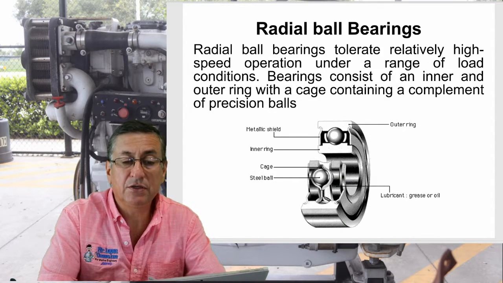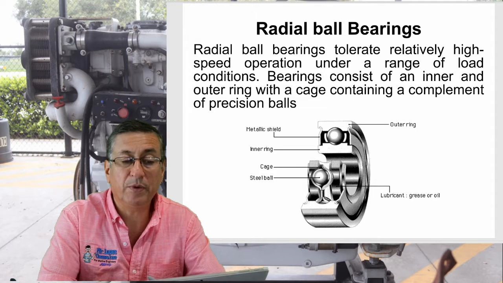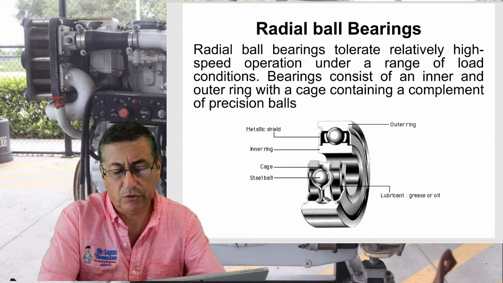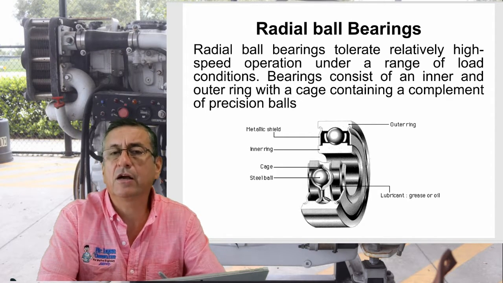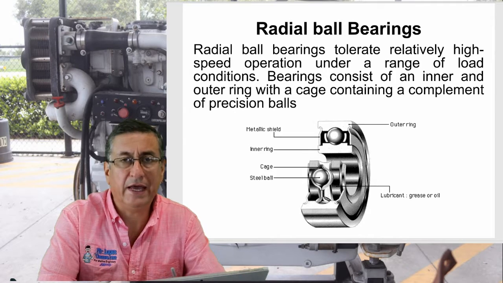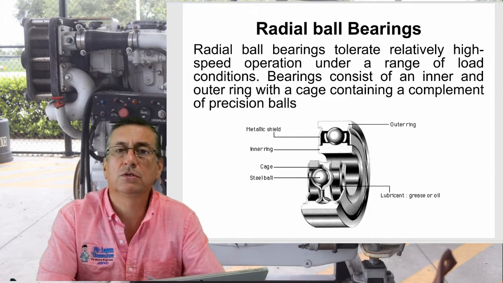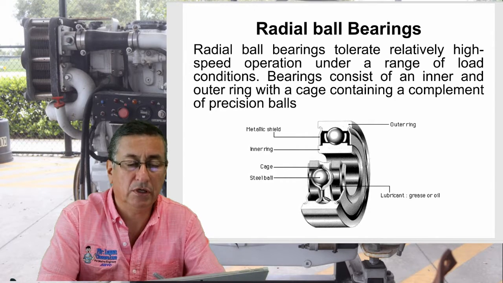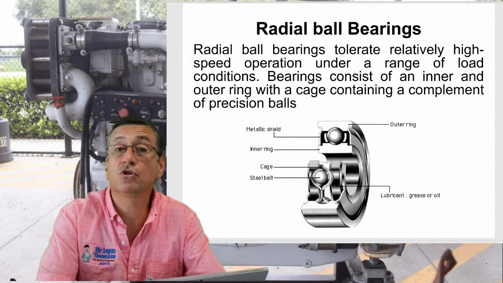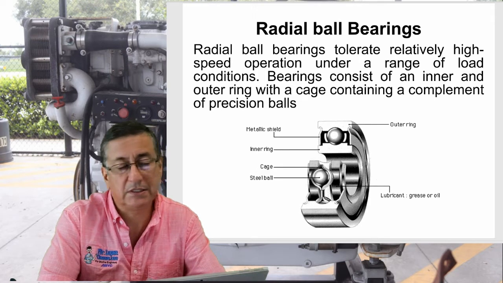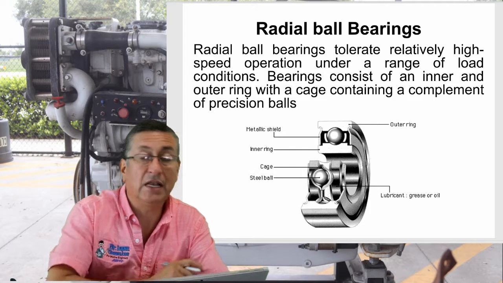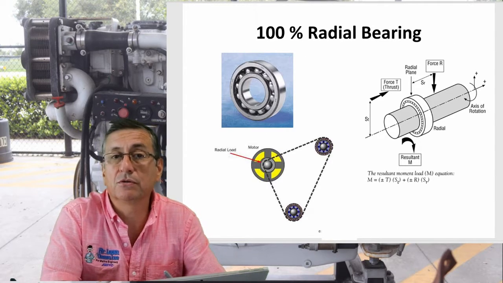Yeah, the radial bearings tolerate relatively high speed operation under a range of load conditions. Those bearings are recommended for excessive radial load, heavy loads, but the inconvenience of those bearings is that they produce too much noise. Yeah, that's the inconvenience of those bearings. The life of the bearings depends on the lubrication.